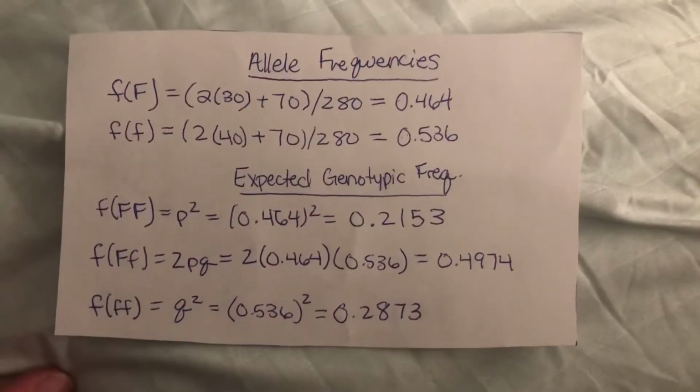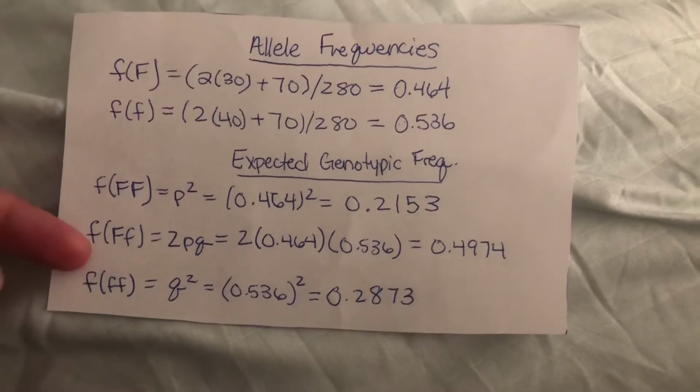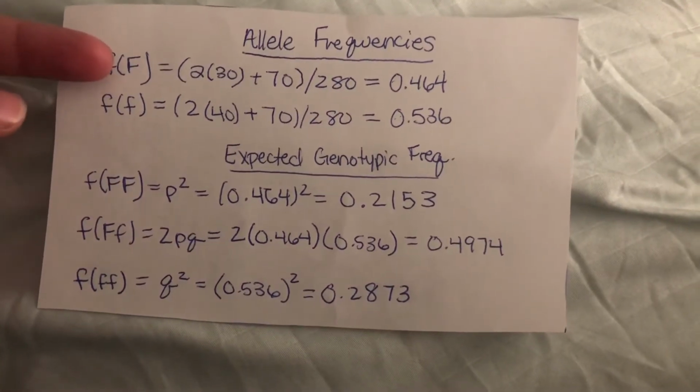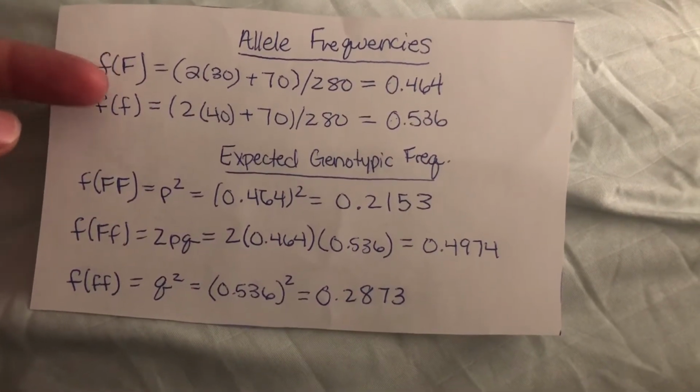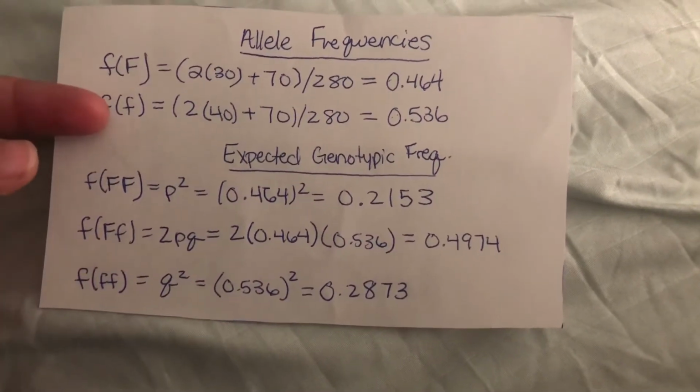Next, we can determine the genotype frequencies, which for big F, it's just this f value squared. For big F, little f, it is 2 times the f value times the little f value, and for little f, it is the little f value squared.